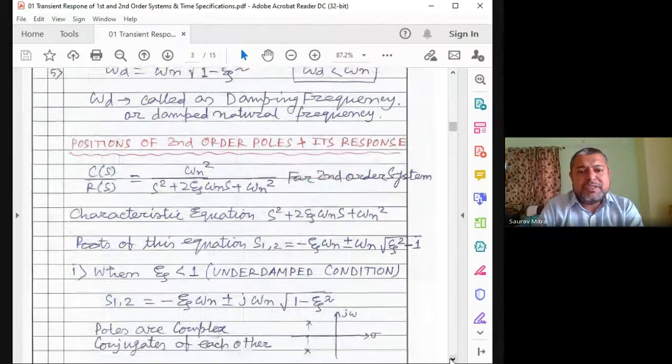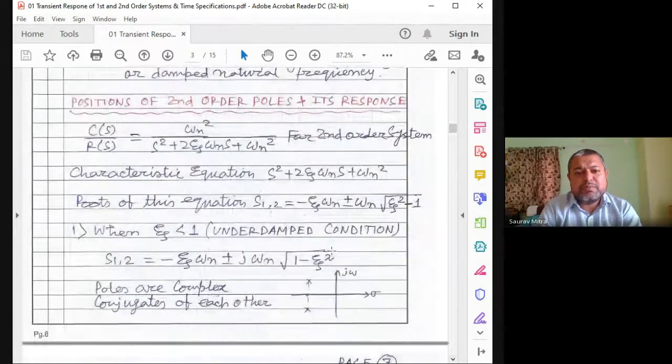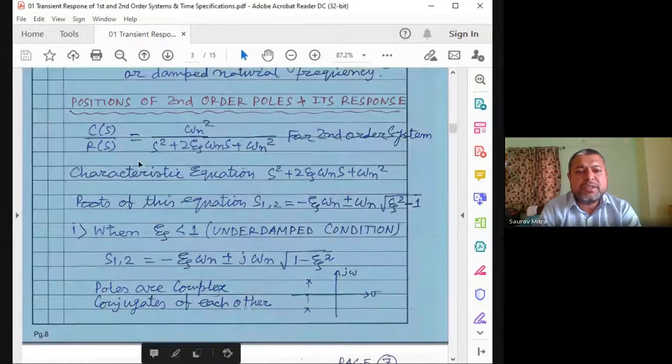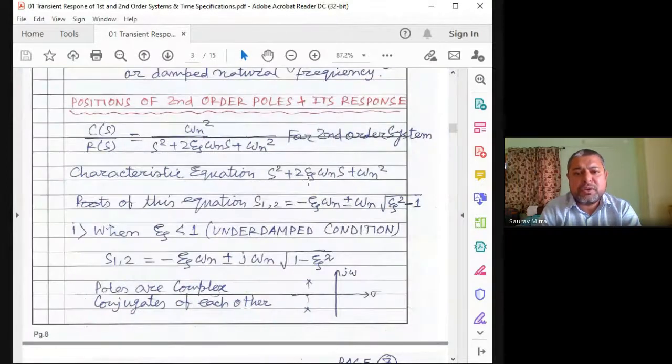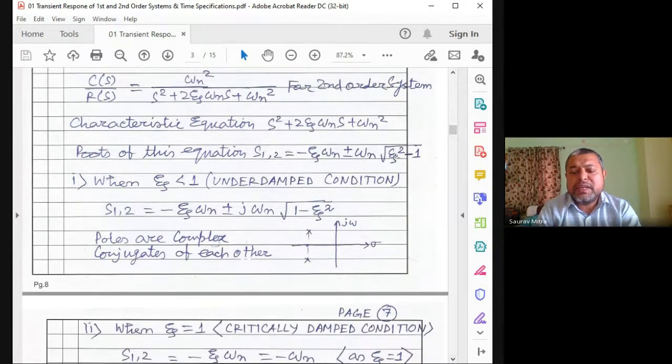Now the position of the second order poles. This was yesterday's part. What we found was this is the standard transfer function, and in it the denominator is called the characteristic equation. If we set this equal to 0, the roots we find are minus zeta omega n plus minus omega n root under of zeta square minus 1. Taking minus outside the root, this becomes plus minus j omega n root under of 1 minus zeta square.